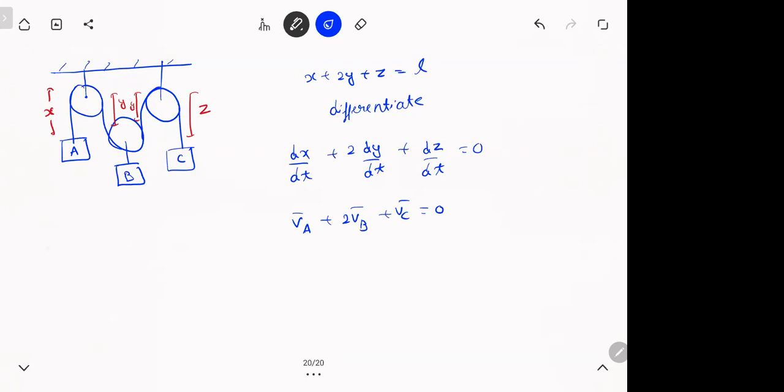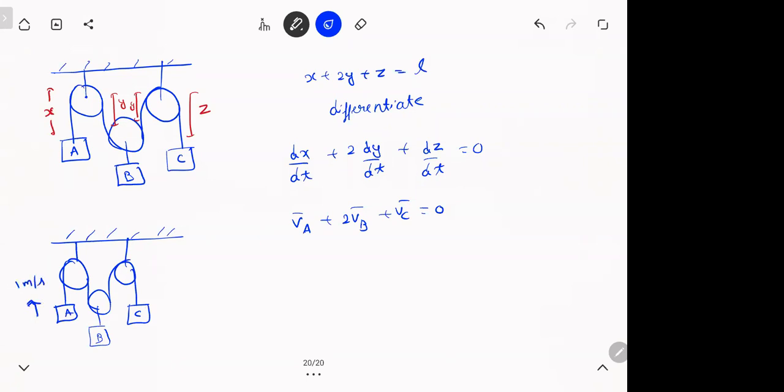See, let's say if I give you some numbers, we'll get a better understanding. Let's say A is going up with 1 meter per second. B is coming down with 2 meters per second, and they'll ask you to find V_C. This is how the question will be. Now, try to put it in this. Up is positive, down is negative.